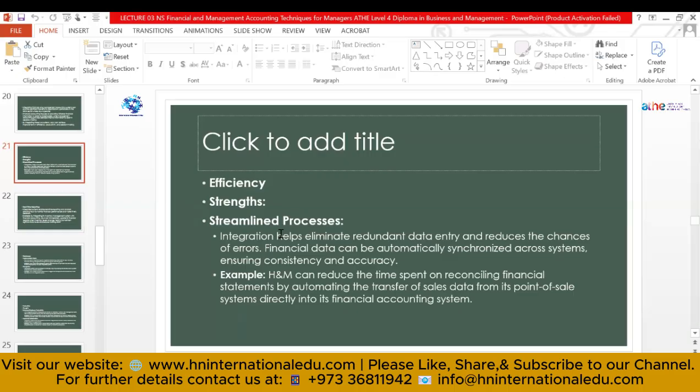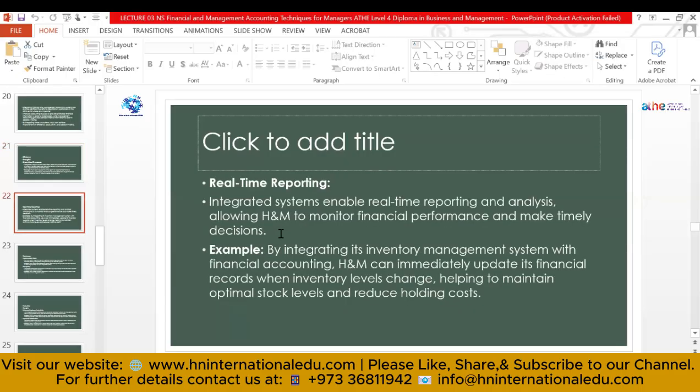Because it's a mere wastage of time to report to one department, then the second department, and then the things are sorted out. It's better to do everything directly through the system, automated systems, applications, software, real-time reporting. Integrated systems, integrated again meaning we're using both financial and management together, enable real-time reporting and analysis, allowing H&M to monitor the financial performance and make timely decisions. If there's an urgency to take a decision, you have to take it once we have the proper reports and documentation.